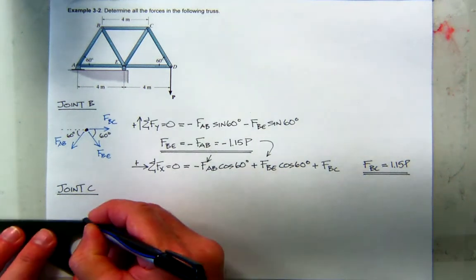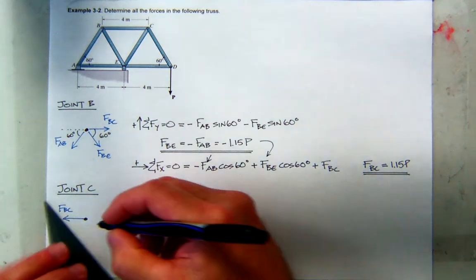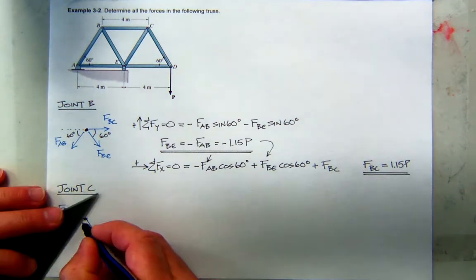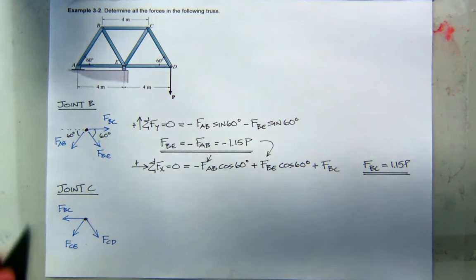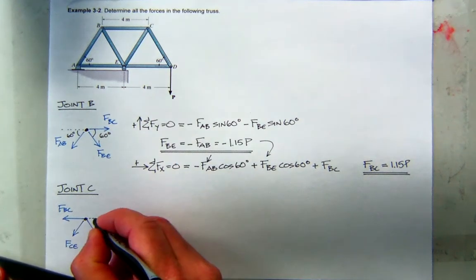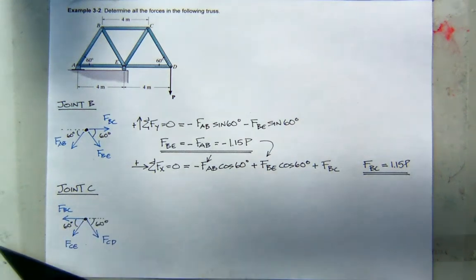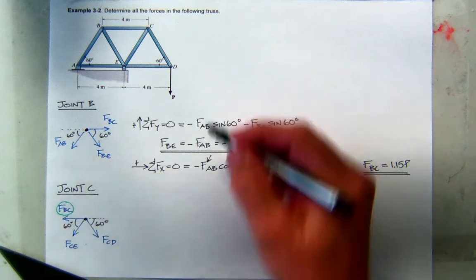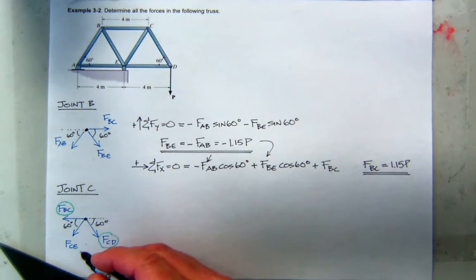So when I go to C, in tension, I'm going to have the force in BC. In tension, I'm going to have the force CD. And then I'm going to assume tension for the force CE. And that's the one I need. I'll go ahead and put a little dotted line and put some geometry. That's 60 degrees and that's 60 degrees. Now just to help you visualize this, we just found BC, so I know that one. And we found CD before when we did joint D, so I know that one. So this is the only one I don't know.